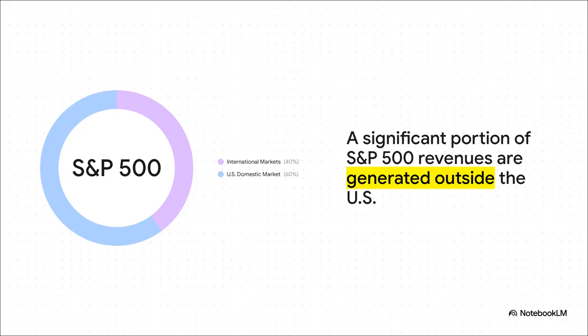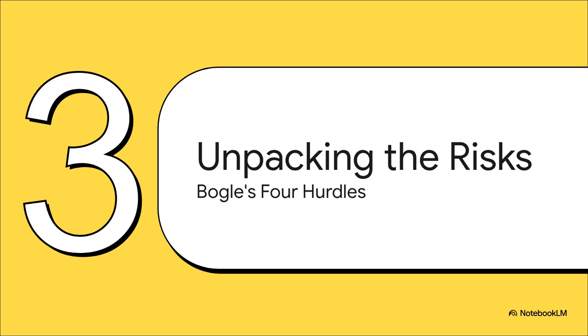And the data powerfully supports this perspective. You see, a huge portion of S&P 500 revenues, often estimated somewhere between 30 and 50%, is generated outside of the United States. This provides a built-in layer of global exposure right from the start. But Bogle's argument wasn't just about the benefits of a U.S. focus. It was also very much about the specific risks he identified with direct international investing. He framed these as 4 distinct hurdles for investors to overcome.